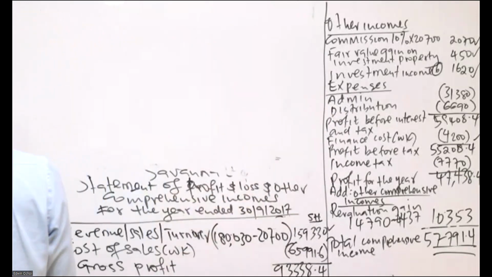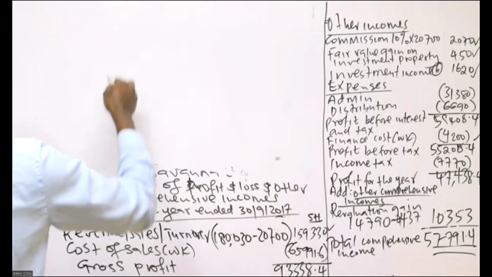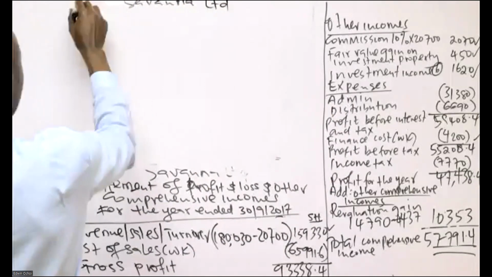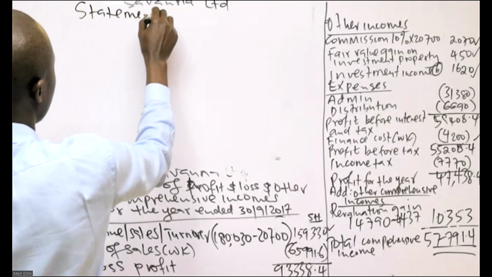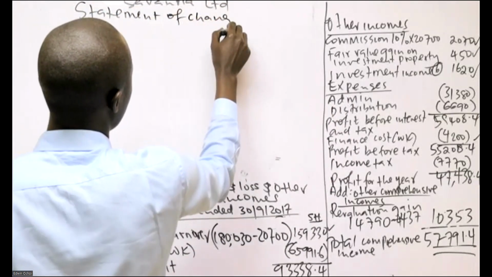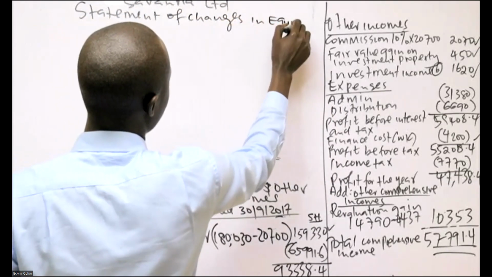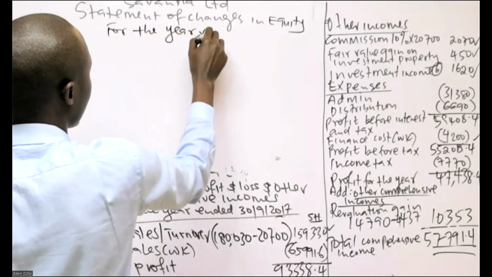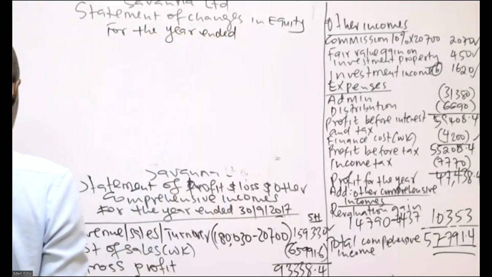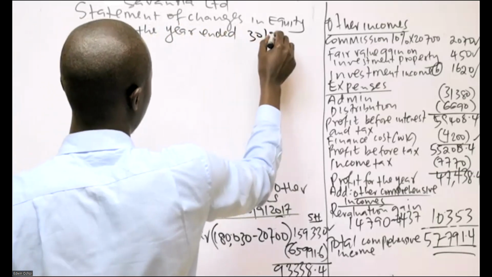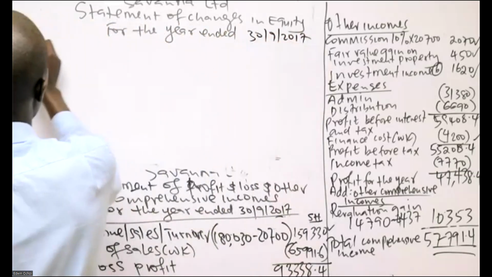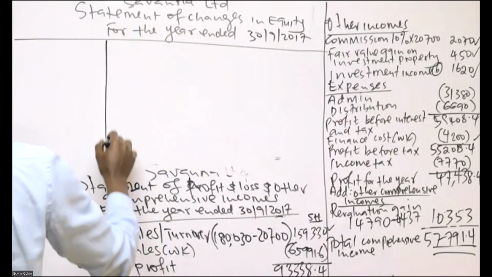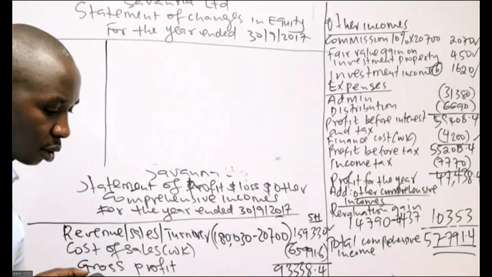So the next statement was required by the examiner, statement of changes in equity. So Savannah, it's a statement of changes in equity. So for the year, our financial year was ending on 30th September 2017. So here we consider the movement of equity components.